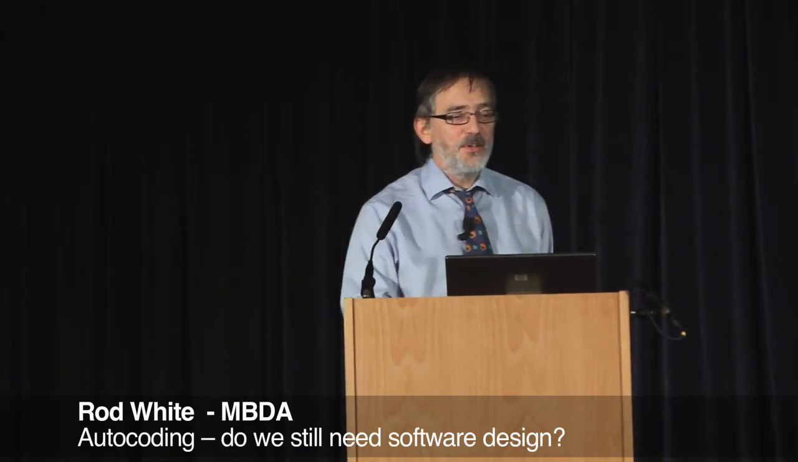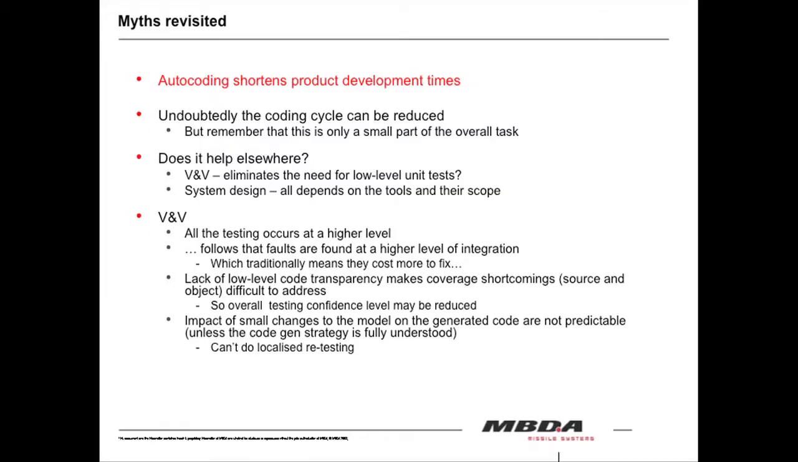Right, autocoding shortens product development times. So how long does coding actually take? 5, 10, maybe 20% of the time. So you reduce that, but it's only one part of the task. Does it help anywhere else, having autocoding? Well, it will eliminate low-level unit tests because there's no units to test anymore. At system design level, I think it depends on the tools. I think probably there are some helps there, but I think they're incredibly difficult to quantify.